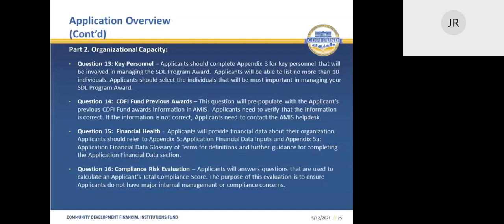Question 16 is the compliance risk evaluation question. This is where you'll provide information and where we will evaluate to ensure that there are no compliance or management concerns related to your organization. So again, this is just a high-level overview of the application. We can go on to the next slide, Joan.